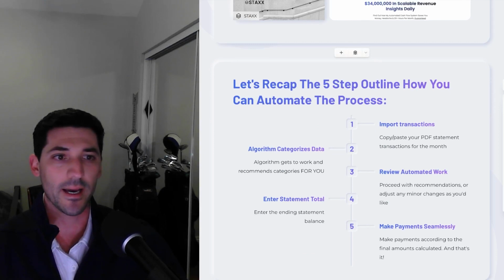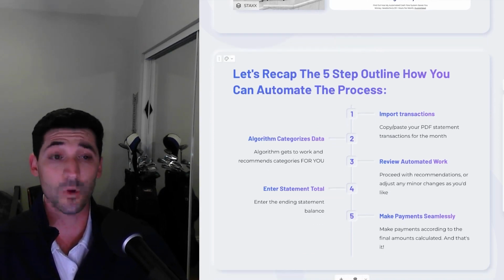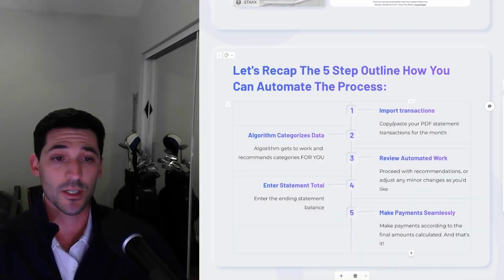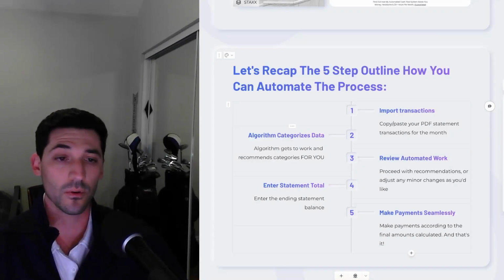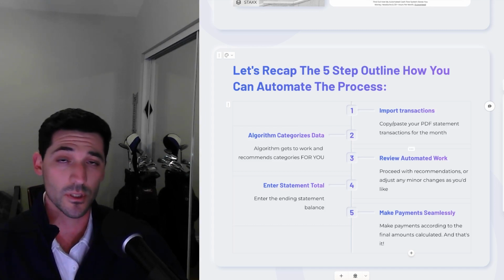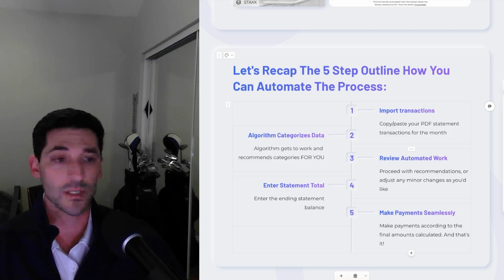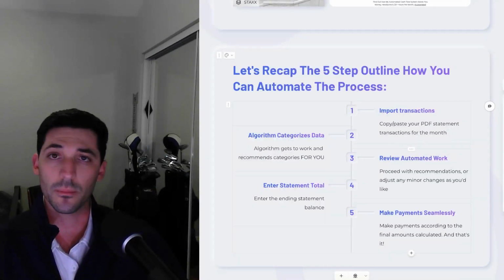Okay, so let's recap the 5-step outline that you're going to use to automate this process. And I'm going to actually walk you right through it. You're going to import your transactions. You're going to take all the statement data, throw it in there. The algorithm will then categorize all that data for you. It's going to get to work, recommend the proper categories for you. You're going to review it just to make sure it's right. You can proceed if there's any minor changes if you wish to make them, or the very remote chance that it is incorrect. Essentially, you can make those and move on.